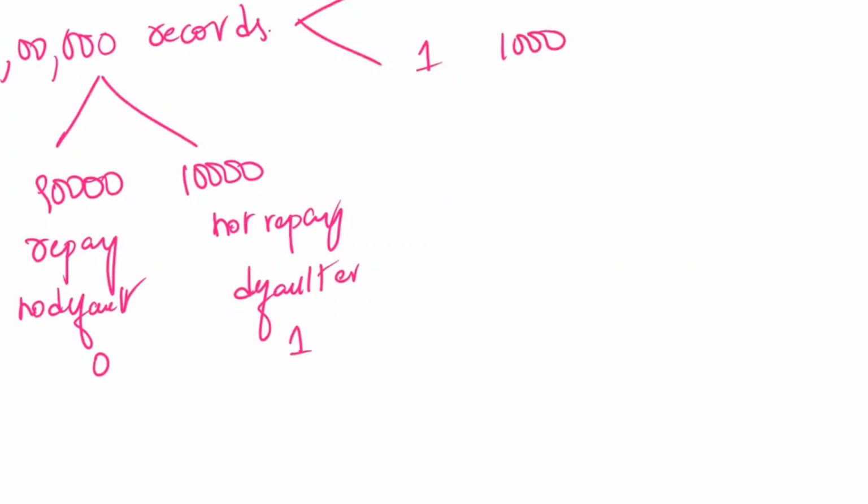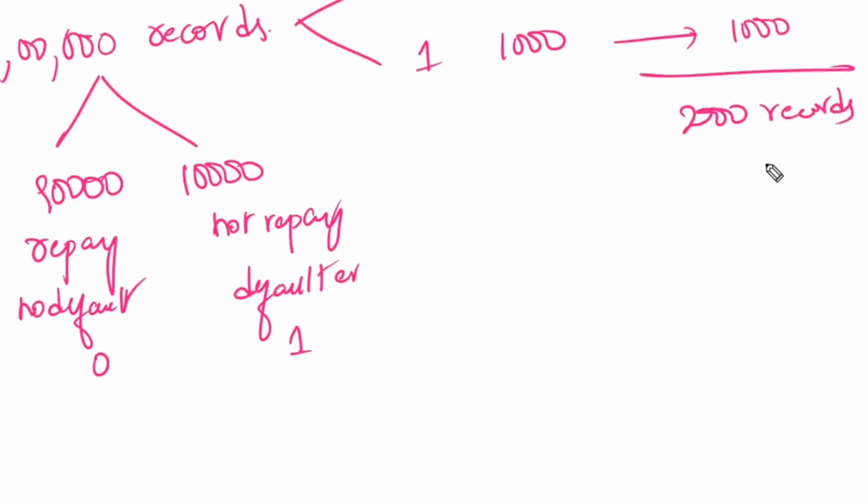Now what I'm going to do is randomly choose 1,000 records from this 99,000, and here I have 1,000. Now overall I have only 2,000 records. For these 2,000 records, I'm going to divide the data into 80% for training and 20% for testing. So 1,600 records I use for training the machine, and 400 records I use for testing the machine.